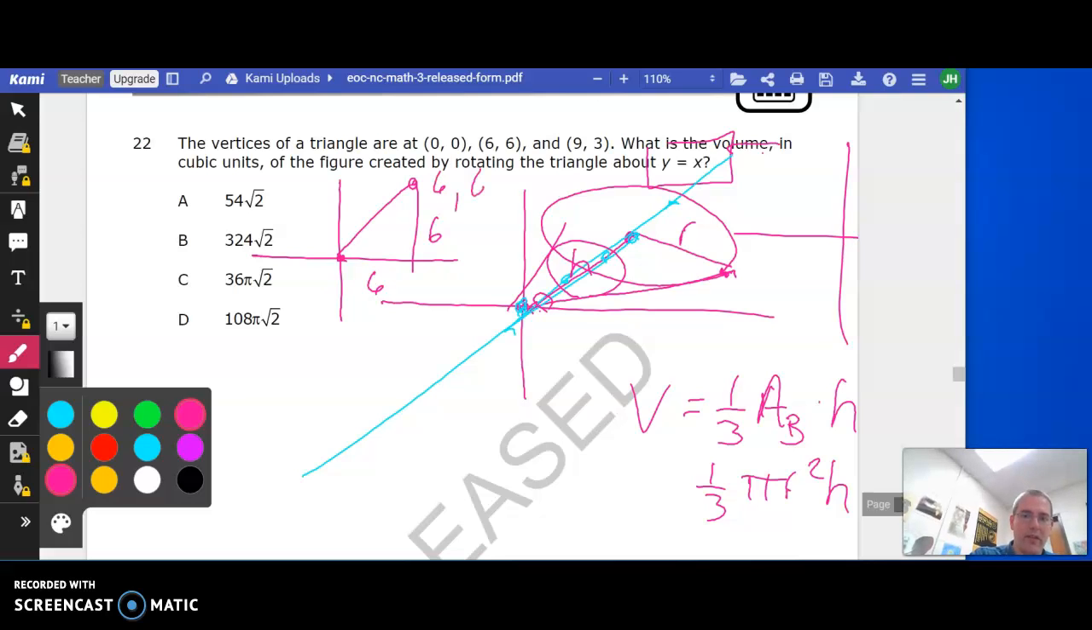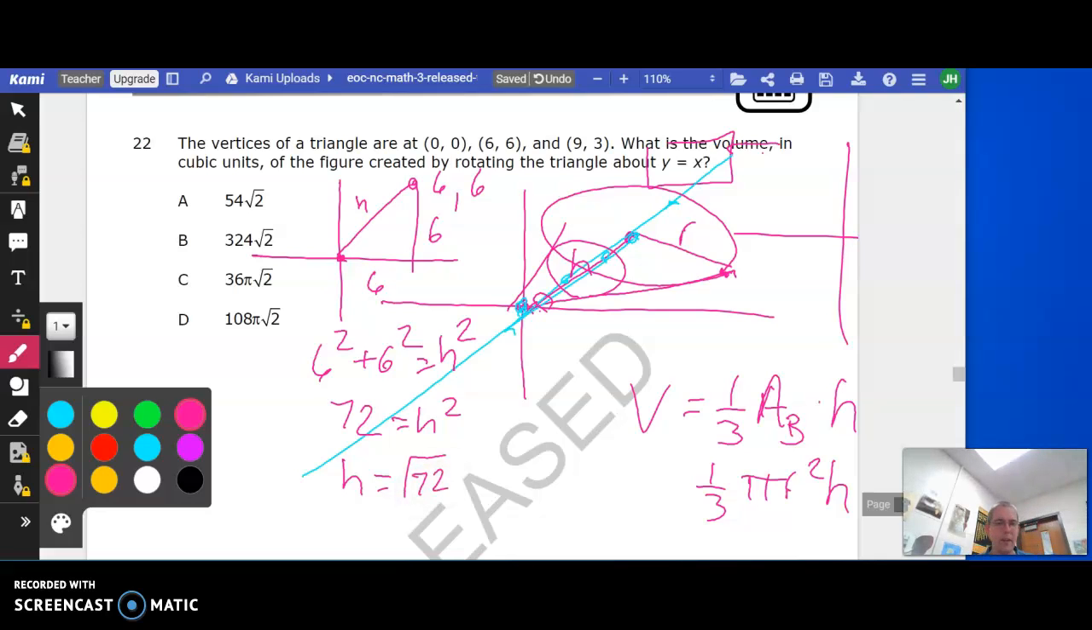If this is the point 6, 6, to get there I went over 6 and up 6. And then I need to know this side is my height. So it looks like a good time for the Pythagorean Theorem. 6 squared plus 6 squared equals h squared. Could put that in Desmos, but that's going to be 72 equals h squared. And h is basically going to be the square root of 72. So that's a good start there.